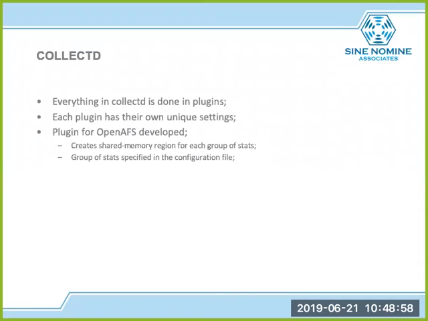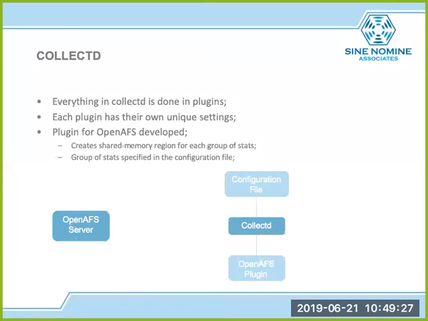So basically, I had to make a plugin for OpenAFS, and this plugin works like StatsStore. AFS creates a shared memory for the stats, and collectd gets the stats from that shared memory. And collectd has a configuration file, and we use this file to let the OpenAFS plugin know what that shared memory looks like. Here we have the OpenAFS server that's going to be responsible for creating the shared memory. And on the other side, we have collectd with a configuration file and the OpenAFS plugin made by me.